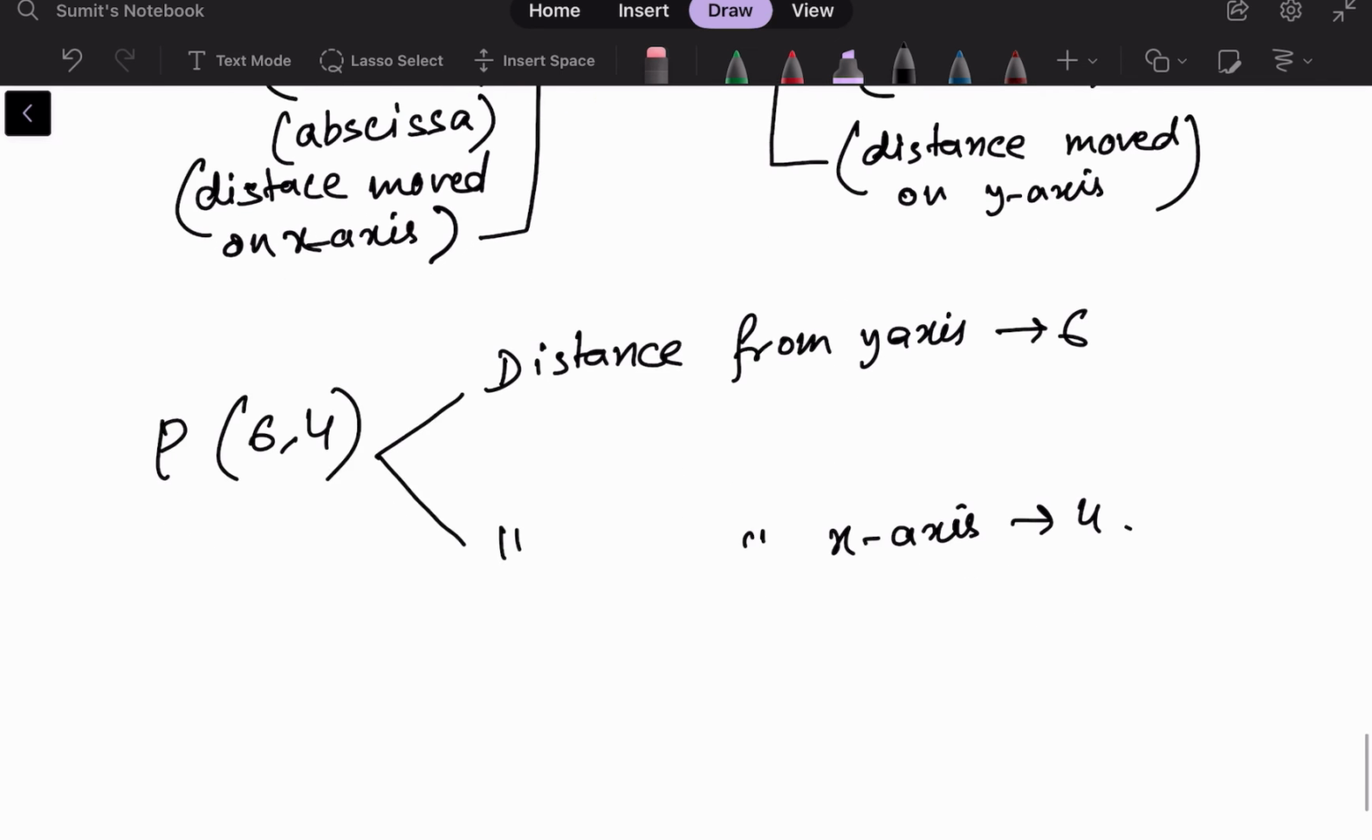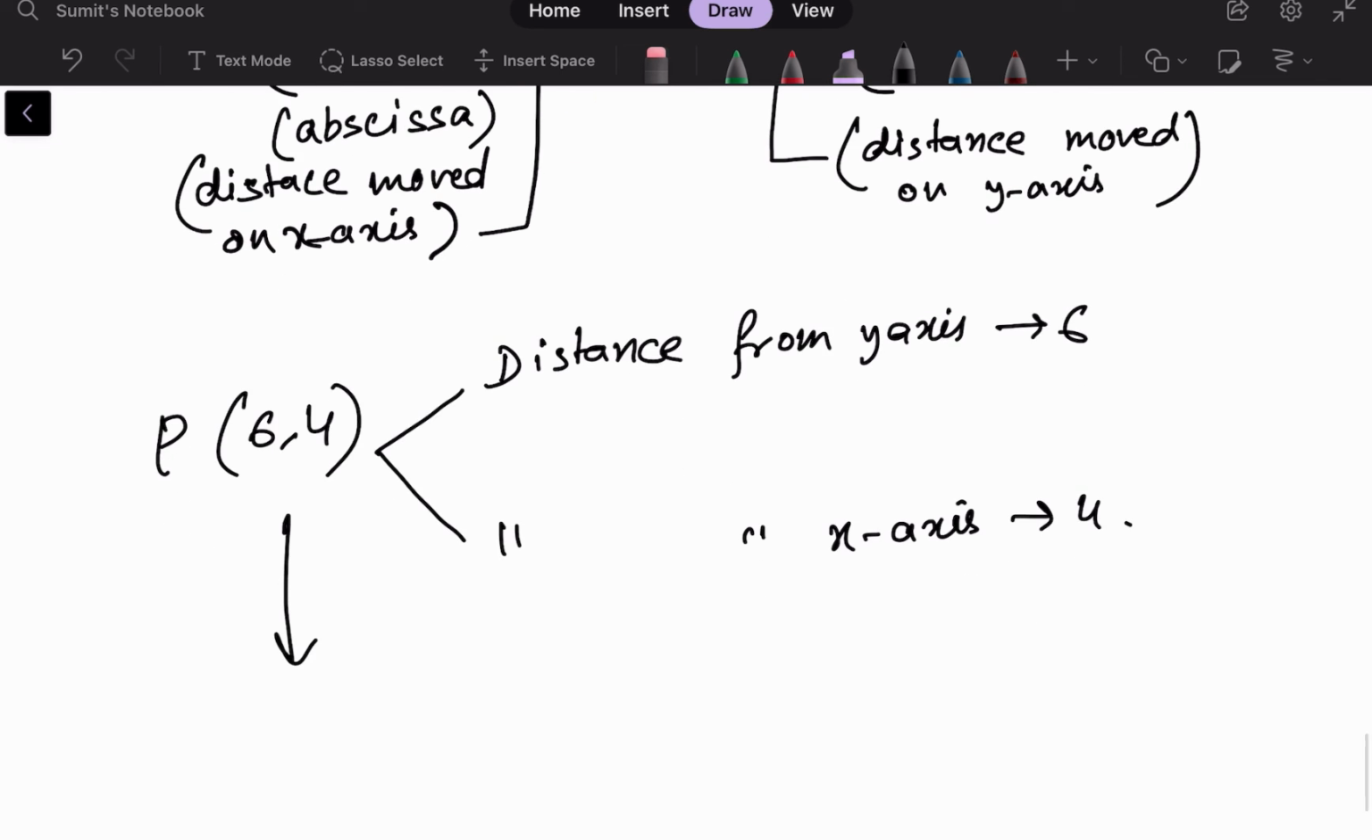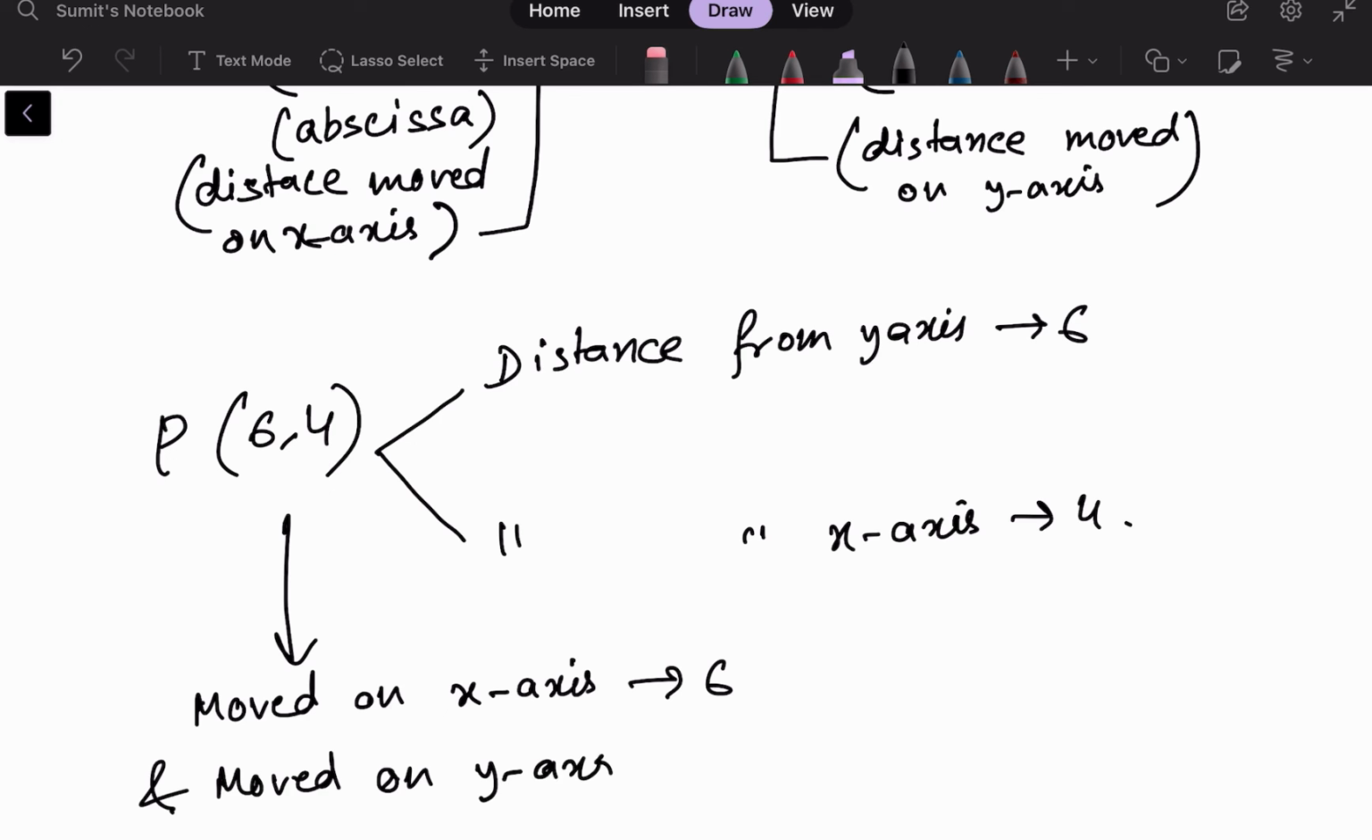Achha, if I say that P(6, 4), that means distance moved on the x-axis is 6 units only. Right. And distance moved on y-axis is 4 units only. Got my point, na? So moved on x-axis and from y-axis, very different. From and moved. Moved means how many units it has moved, traveled in that line, on that axis. Okay, na? And distance means you have to just draw the distance. Got my point?